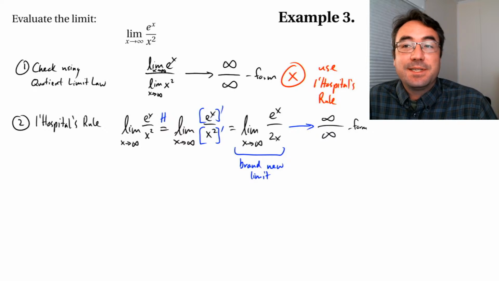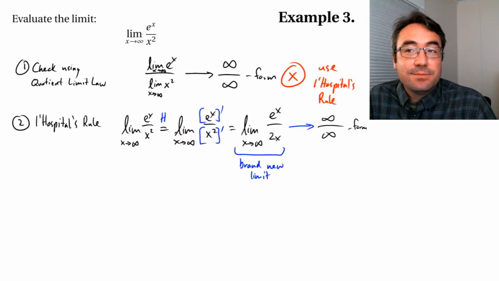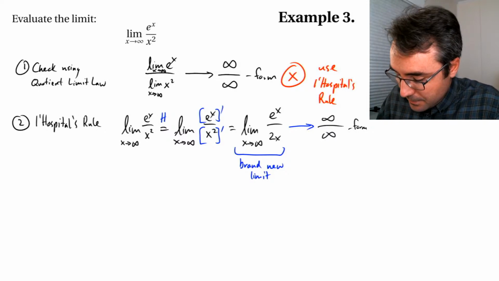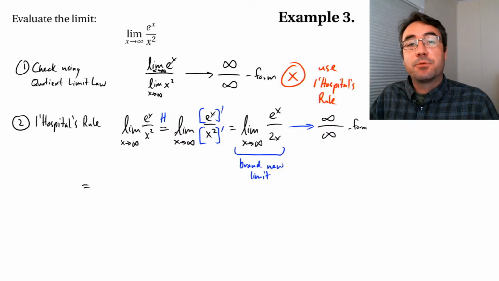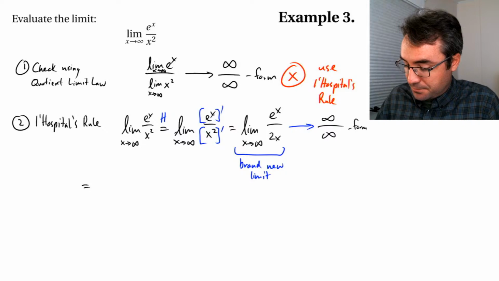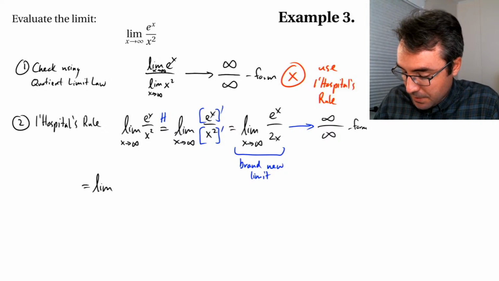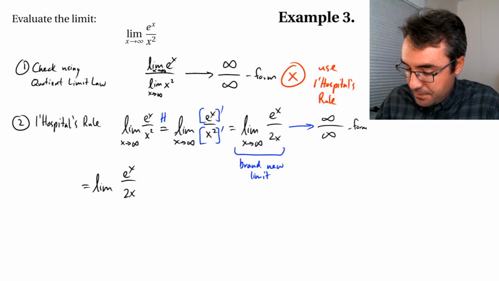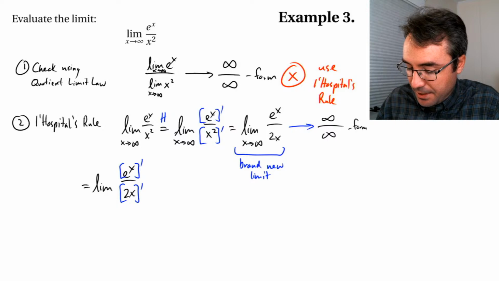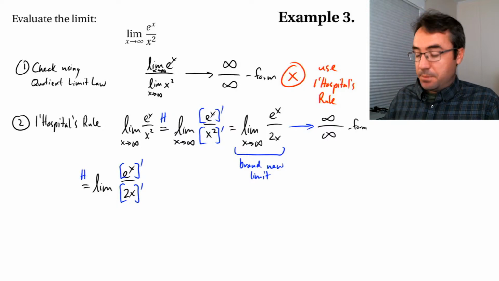So it got us somewhere, but we're still not right where we need to be. We're still at an indeterminate form. So we apply the rule again. Let's write down what we have. We're going to apply the rule again. So we'll differentiate the top, differentiate the bottom, and this is us applying the rule.